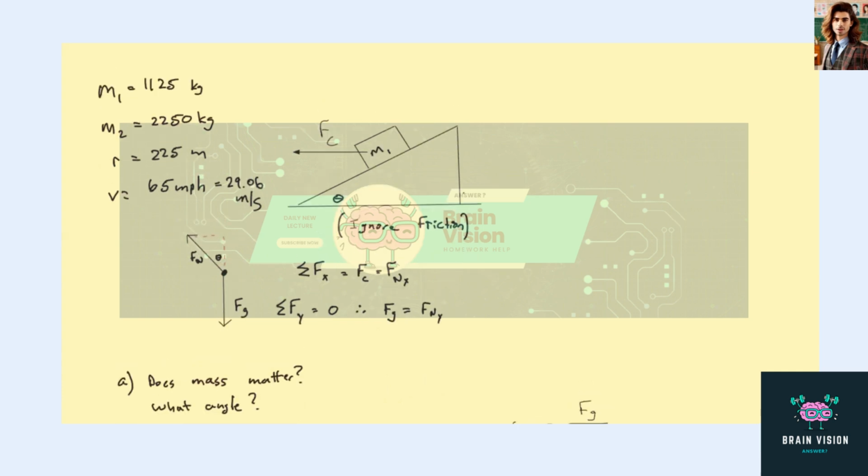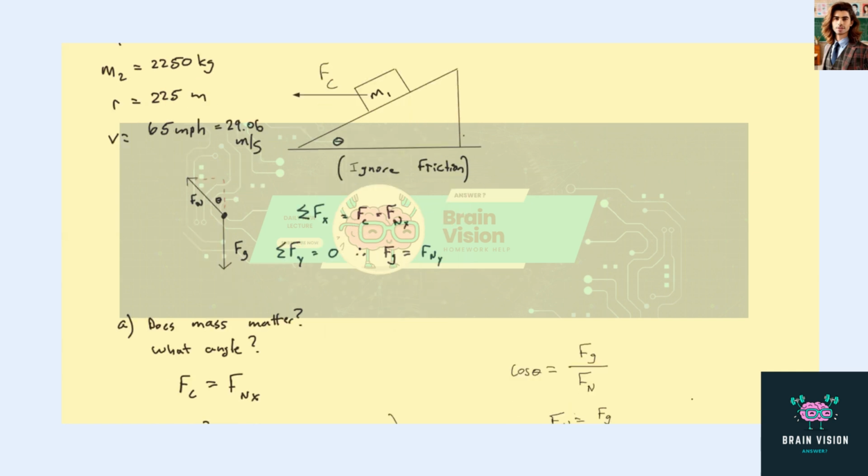So the first two questions in part A are, does mass matter and what angle are we at? The first step is recognizing that the centripetal force is equal to the X component of the normal force. That's what's maintaining the vehicle's circular motion. We're ignoring friction, so we're making our angle as if there was no force of friction here at all. So even on the most icy conditions with bald tires, this vehicle, if it's going 65 miles per hour, will make it around the curve.